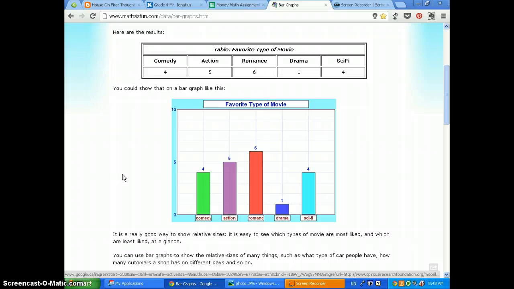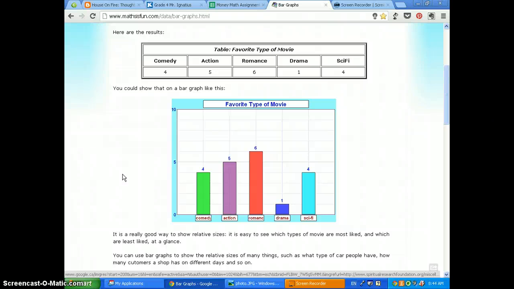I don't want so much to say that, in your writing, don't say most people like romance, and the least amount of people say drama. Don't put that in your writing. Why? The bar graph already tells you that. You need to go into this, look at this, make connections to it, think deeper about it, and then put that in the writing.